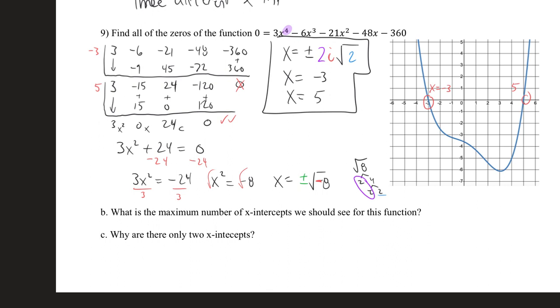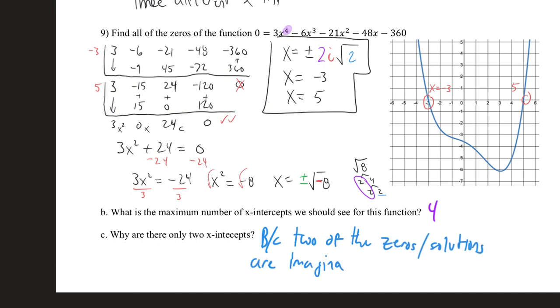So from the equation, we know that there's a degree of 4, so the max number of x-intercepts we should see is 4. But why do we only see 2? So the reason we only see 2 is because 2 of them are imaginary. So we see the 2 that are real, we just don't see the 2 that are imaginary. So 2 of the zeros, the solutions, are imaginary. So they do not show up as x-intercepts.